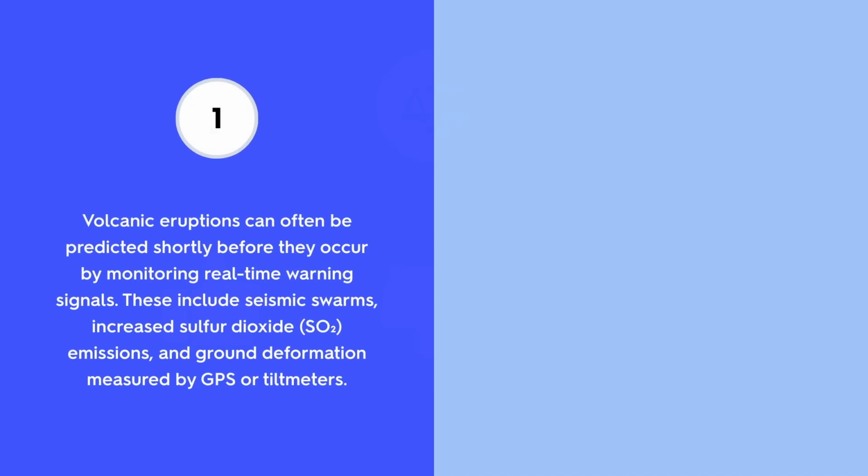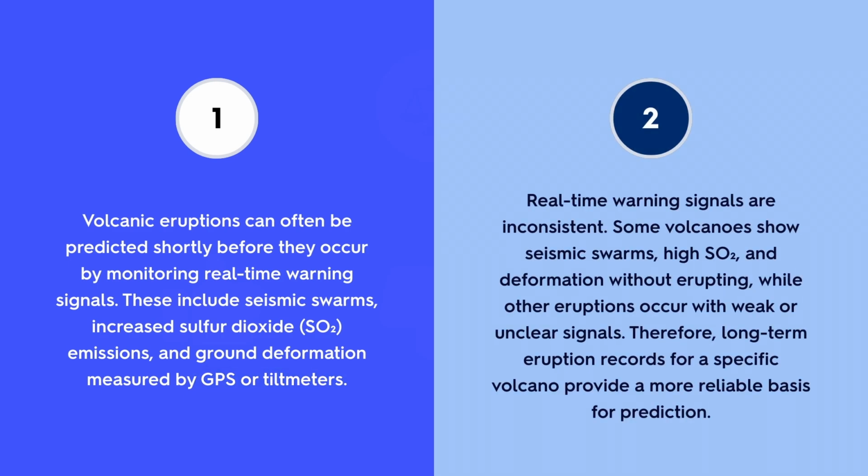For example, you encounter a passage about predicting volcanic eruptions. Viewpoint 1 says, eruptions can be predicted in real time using seismic swarms, rising sulfur dioxide, and ground deformation measured by GPS and tilt meters. Viewpoint 2 says, those signals aren't reliable. Some volcanoes show all 3 and never erupt, while others erupt with weak signals. Instead, Viewpoint 2 argues that long-term eruption records for that volcano are more trustworthy.